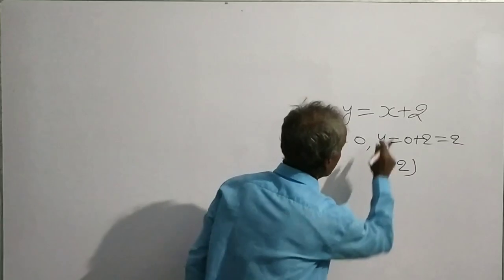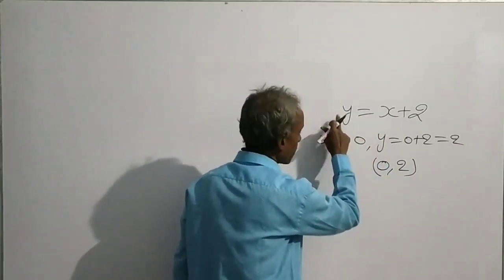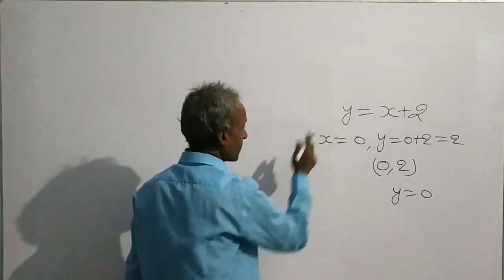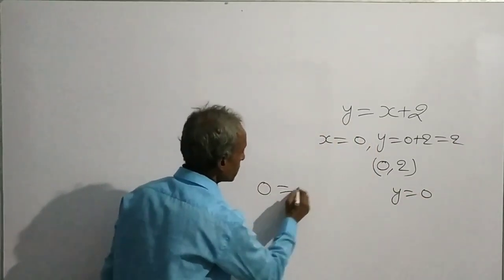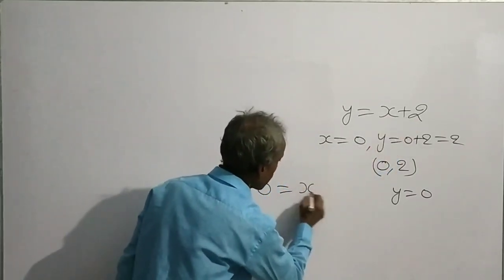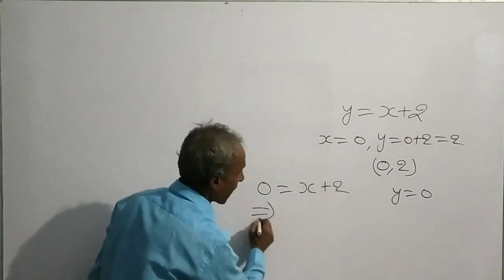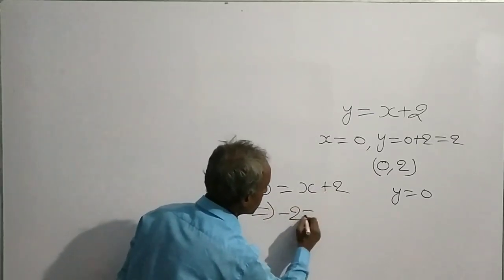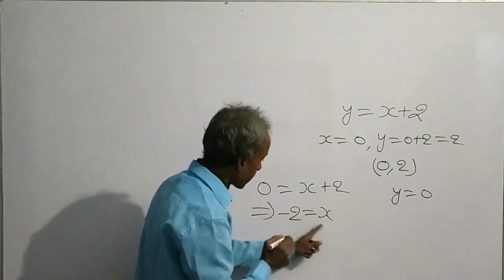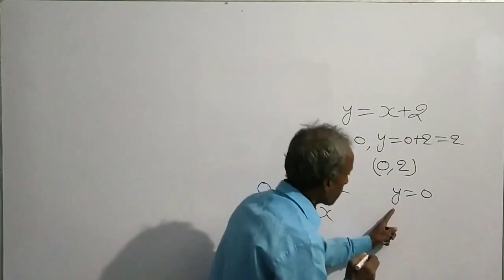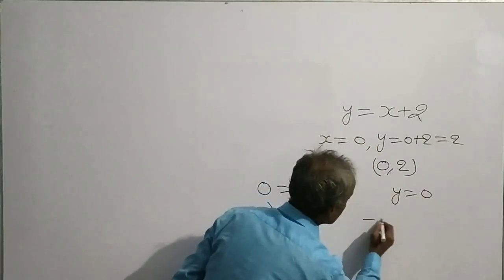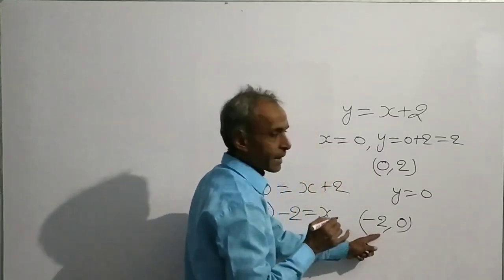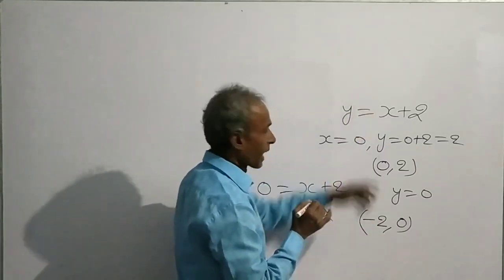Now we will put 0 in place of y. Y is equal to 0. When y is equal to 0, 0 is equal to x plus 2. This implies shifting 2 on the left side, minus 2 is equal to x. That means x coordinate minus 2 and y coordinate 0. X coordinate minus 2 and y coordinate 0 is a point lying on this straight line.